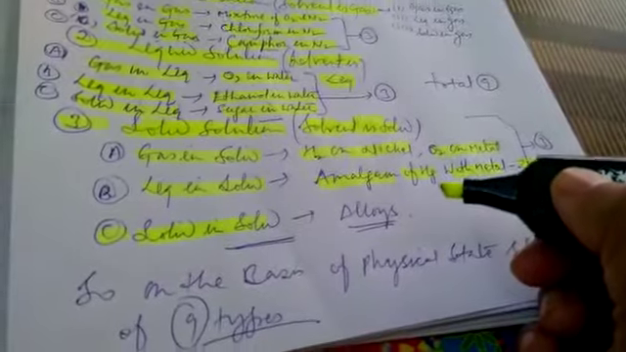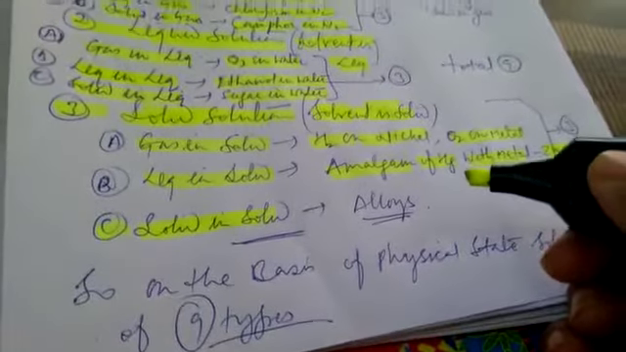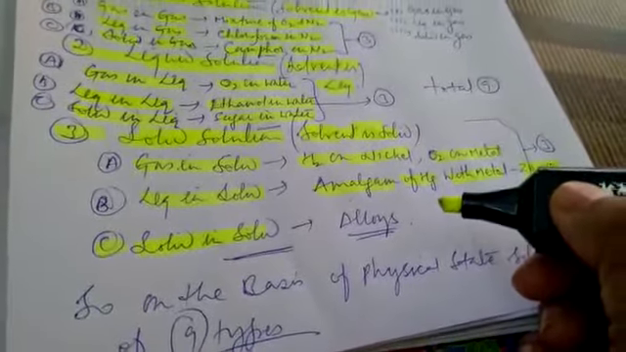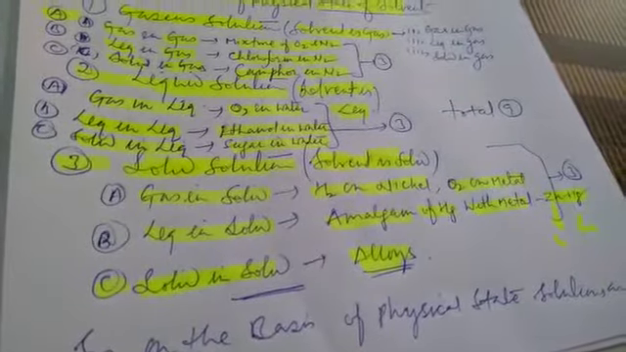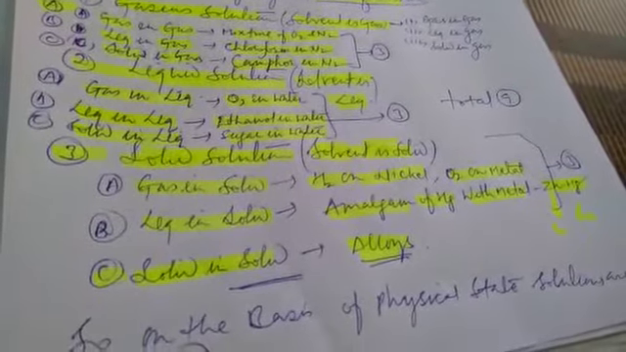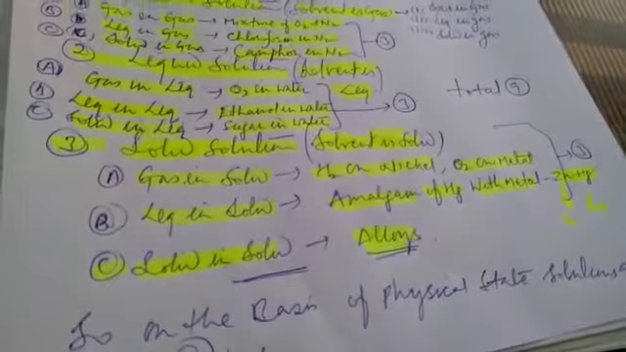The third type of solid solution is solid in solid, in which a solid solute is dissolved in a solid solvent. The example of this kind of solution is alloys. As we know, alloys are homogeneous mixtures of two or more metals, and we have studied that a homogeneous mixture of two or more components is called a solution.